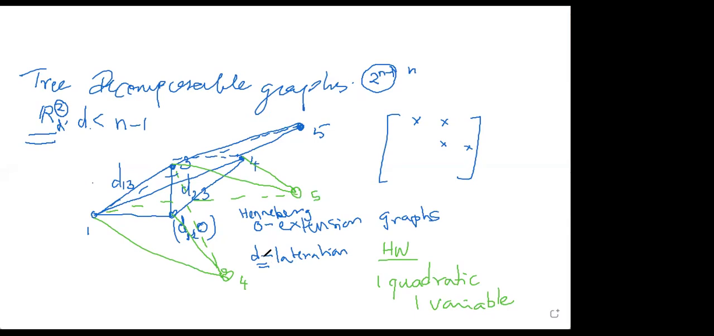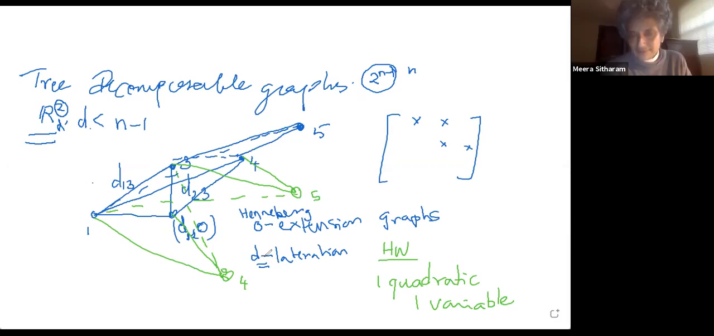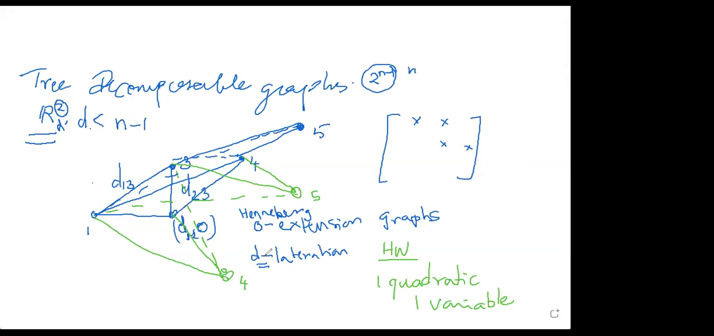Henneberg zero extension graphs. Alex, could you repeat that? Oh, sure. I was just asking because you said that when I have the third thing, then we call it dilateration.